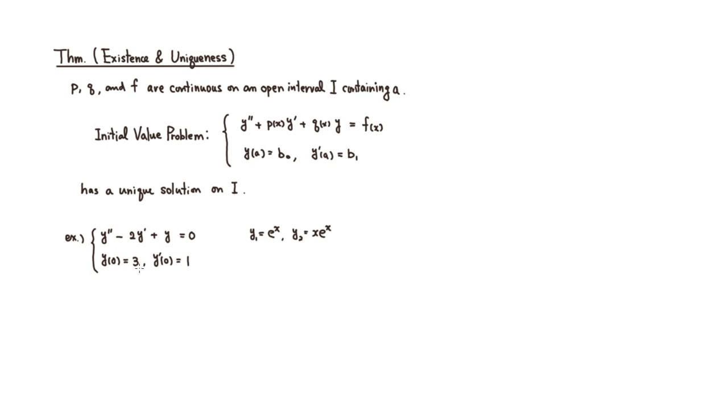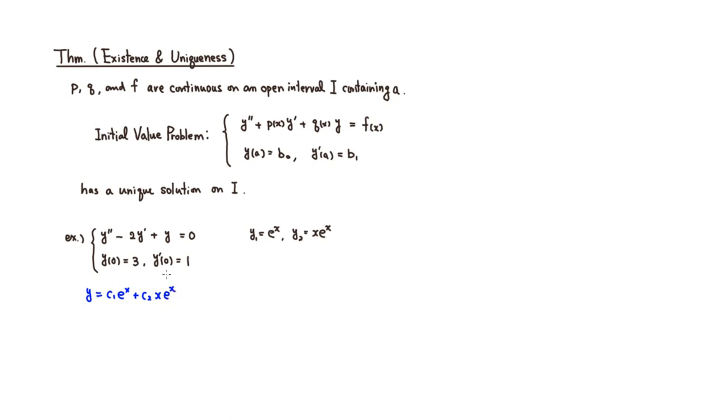Since the theorem guarantees the existence and the uniqueness of the solution, maybe we can cook up a solution by taking a linear combination of those two given solutions. So let's do that. I'm going to write the solution as y is equal to an unknown constant c1 times e to the x plus c2 times x e to the x.